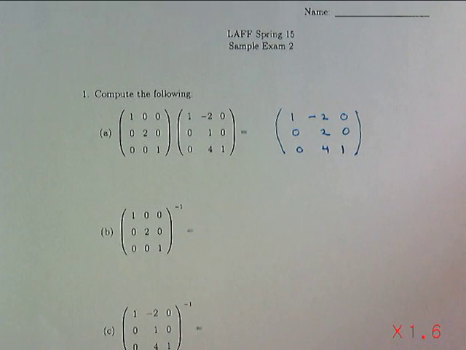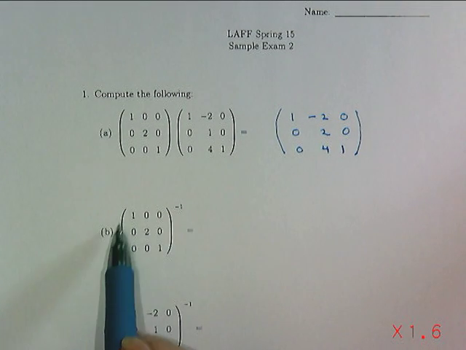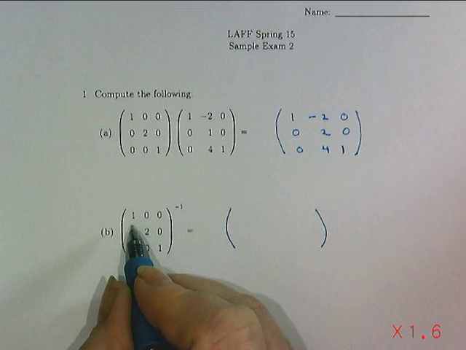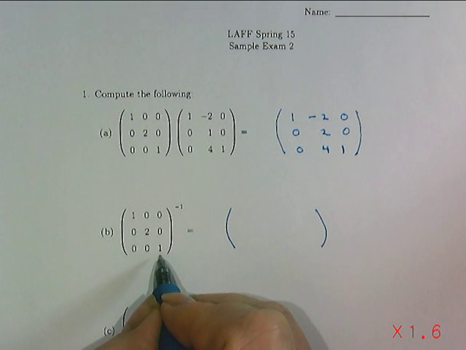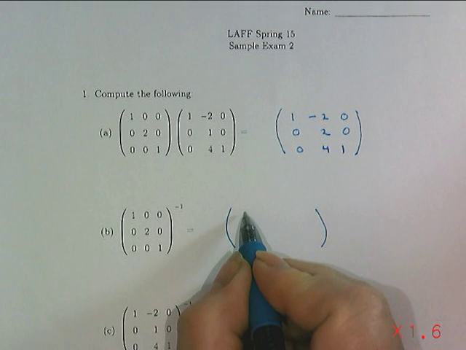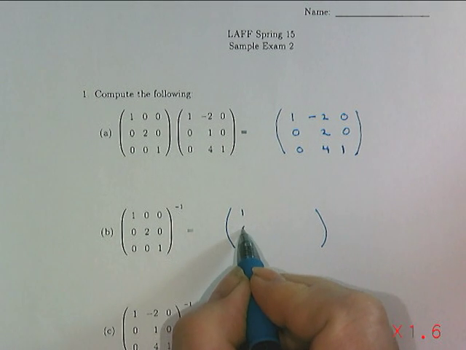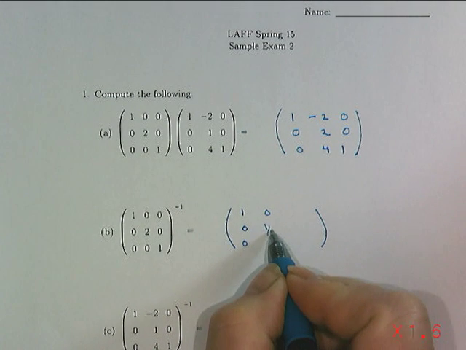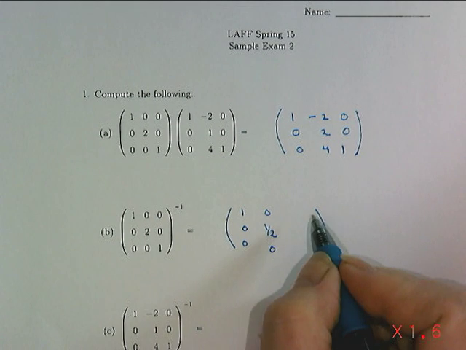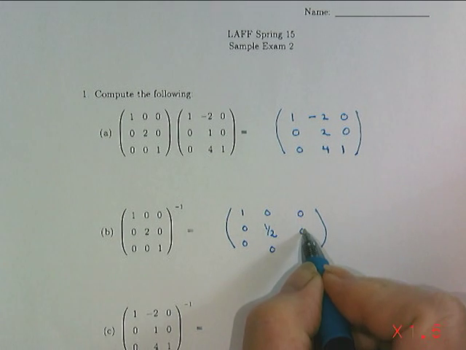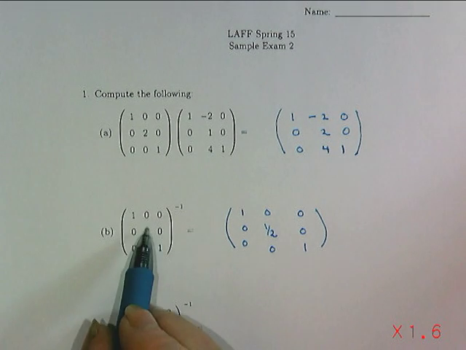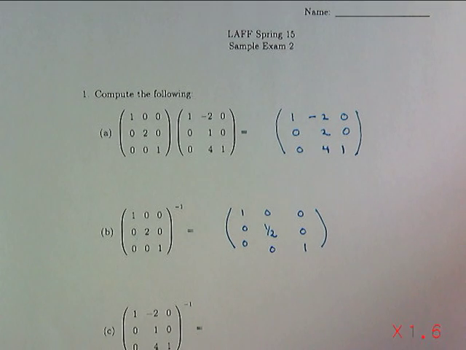Now, the second question is to find the inverse of a diagonal matrix. I can do that. It's going to be a diagonal matrix with elements that are the multiplicative inverse of the diagonal elements of the original. So it will have a first column of 1, 0, 0, a second column of 0, 1/2, 0, and a last column of 0, 0, 1. I can check to make sure by multiplying these together, but I know I'm right.